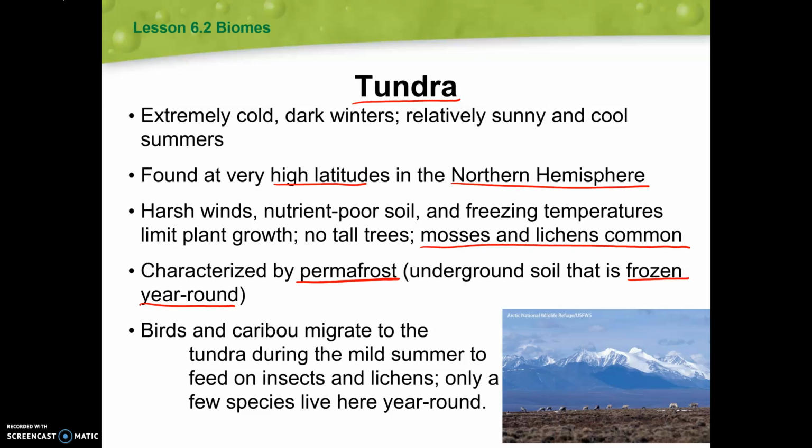Types of animals that are going to live here, there are some birds and caribou. Caribou is kind of a deer-like animal that is going to migrate to the tundra during our summertime to feed on different insects and these lichens. Only a few species are going to be here year-round because of those really harsh temperatures and climates here.